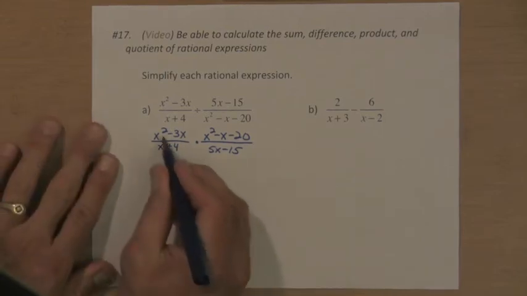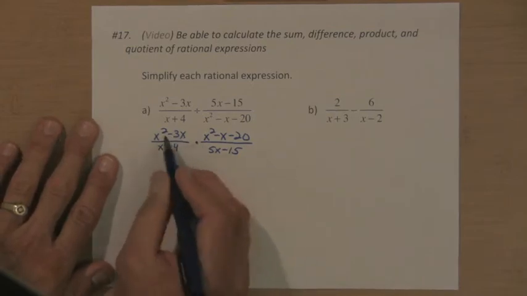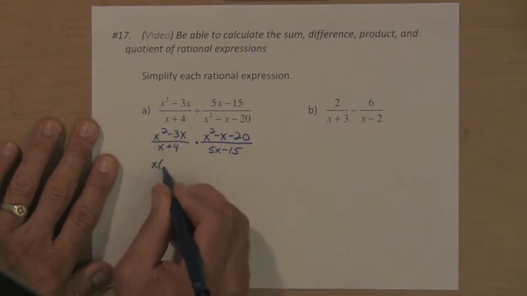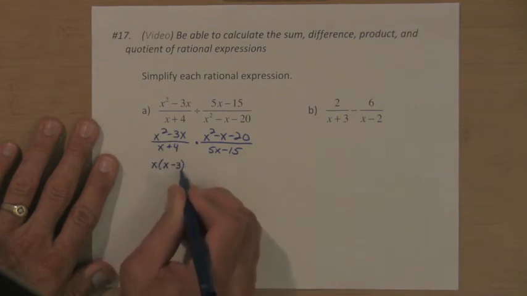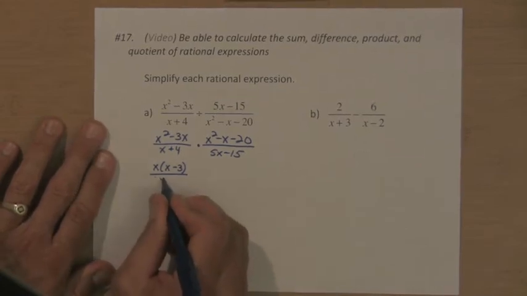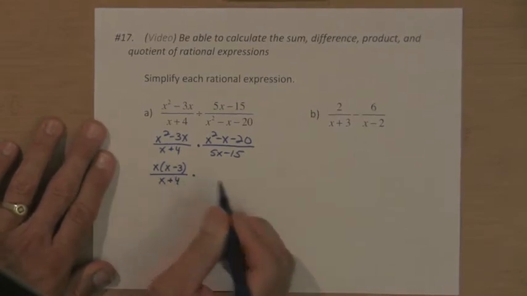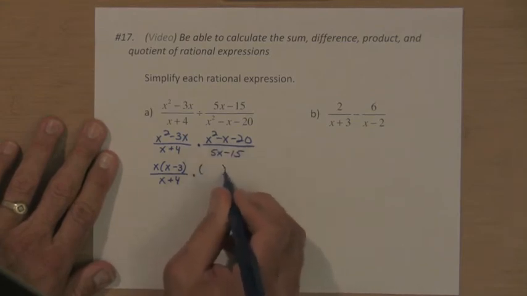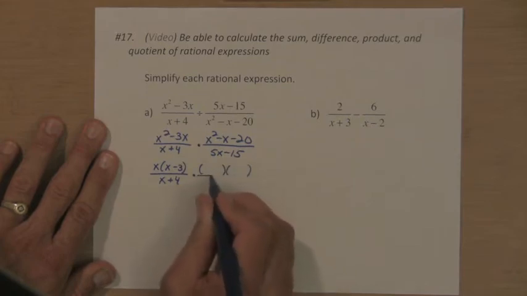What I noticed with x squared minus 3x is although it's x squared, there are only two terms, and there's a common factor of x. So I can rewrite the top of that fraction as x times the quantity x minus 3. It's kind of like reverse distributive property. X plus 4, no common factors there, leave it as it is. X squared minus x minus 20, those three terms don't have a common factor among all three. So if it factors, it's going to be two binomials.